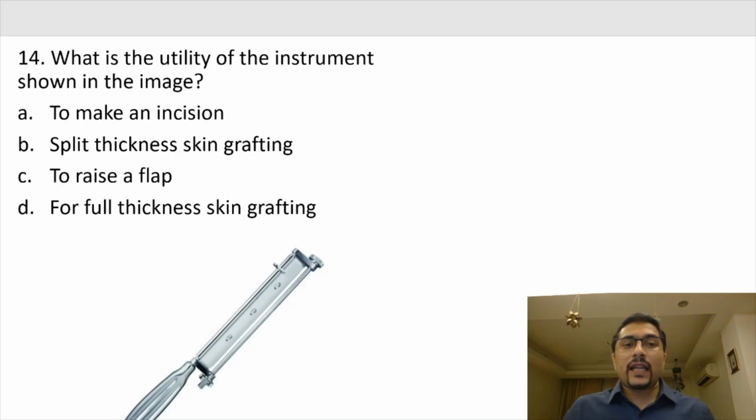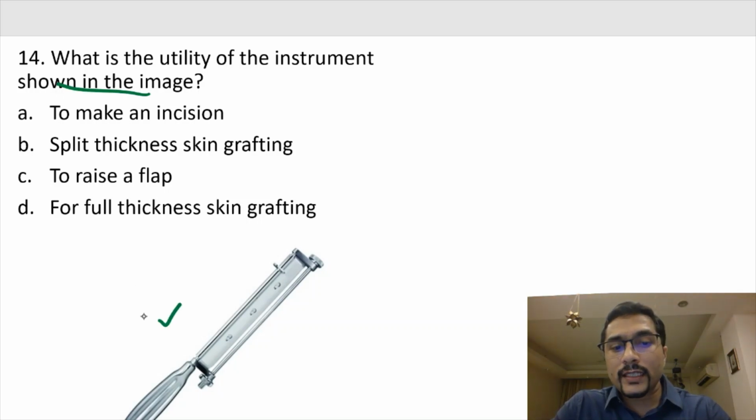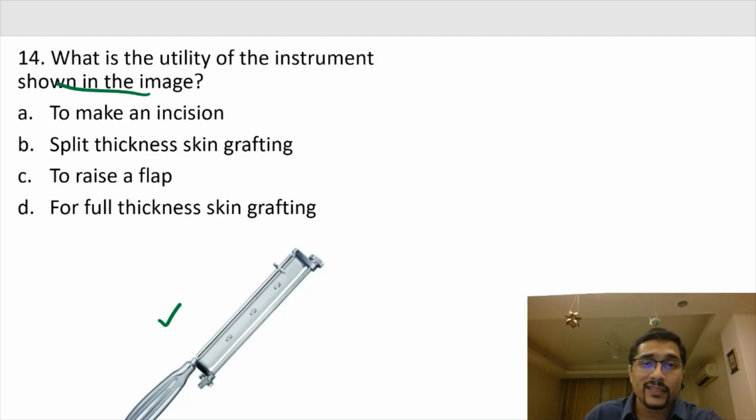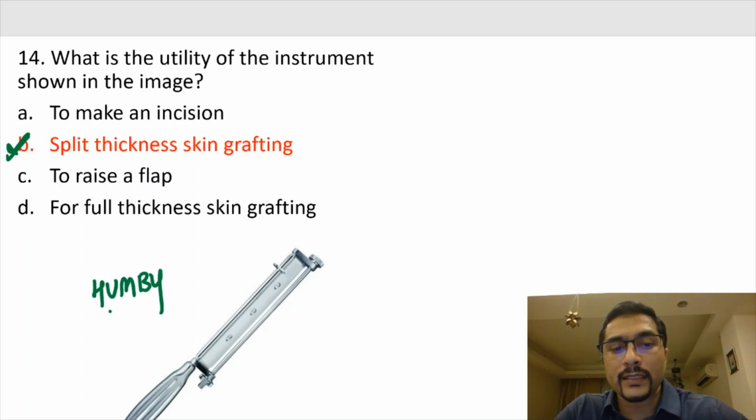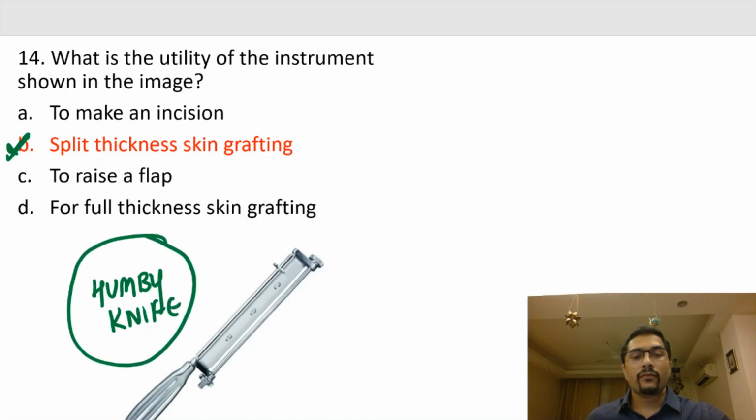Another question which has been asked frequently in your exam: what is the utility of the instrument shown in the image? So this instrument you have to identify. The utility options are to make an incision. No, we use a blade to make an incision, right? Split thickness skin grafting is the correct answer here. It is used for split thickness skin grafting, and this instrument is known as a Humby's knife. Asked many times in the exam, right?